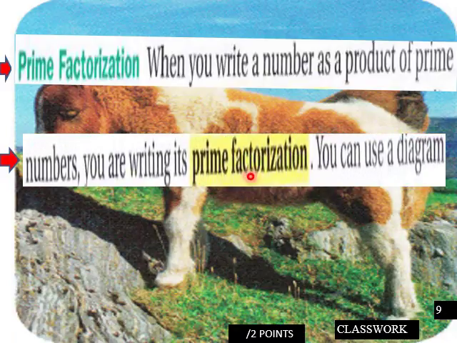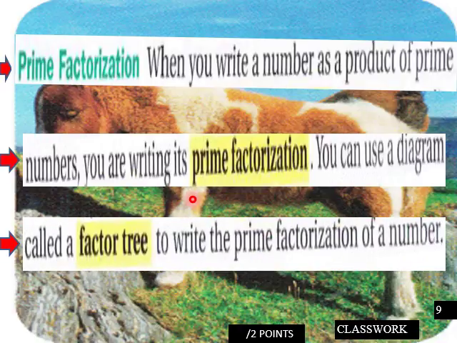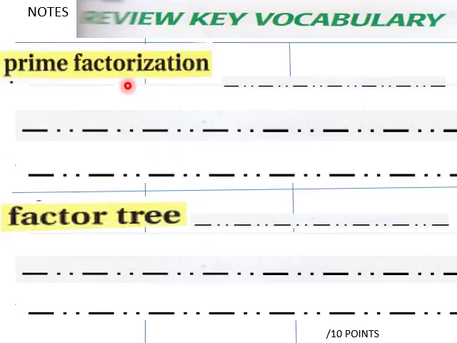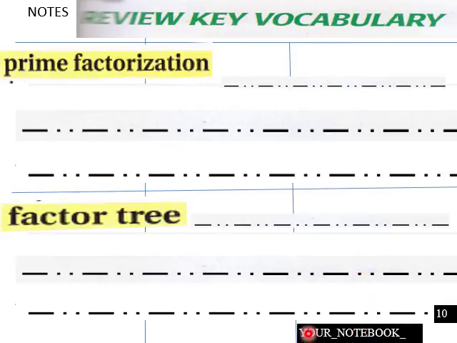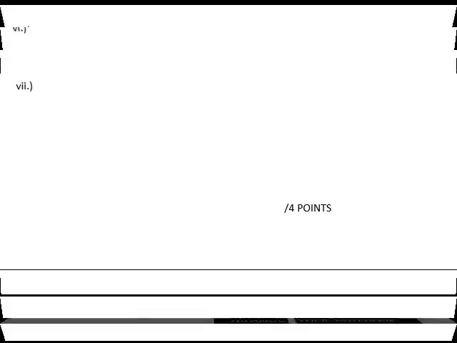Prime factorization: when you write a number as a product of prime numbers, you're writing its prime factorization. Another vocabulary word, class. And then you can use a diagram called a factor tree. Prime factorization now. Here's the vocabulary. This goes in your notebook. You should always keep a vocabulary list in your notebook.